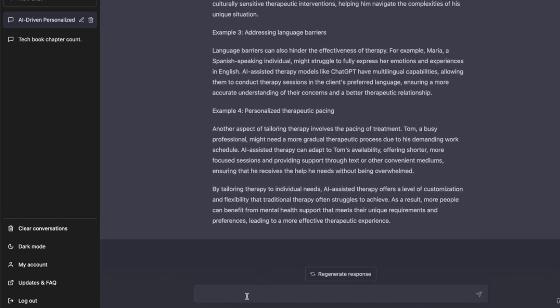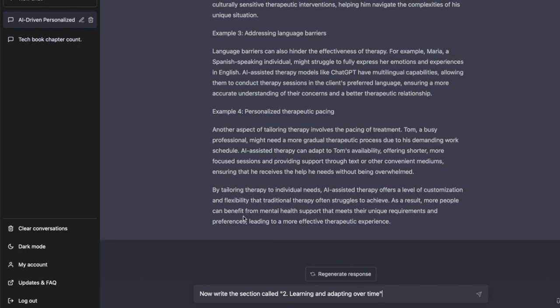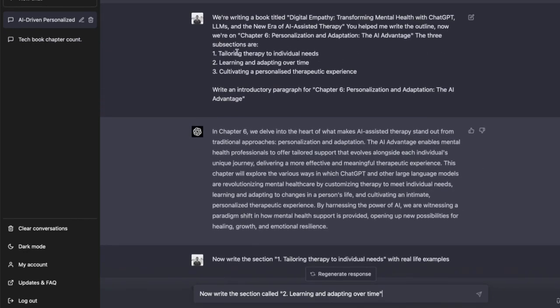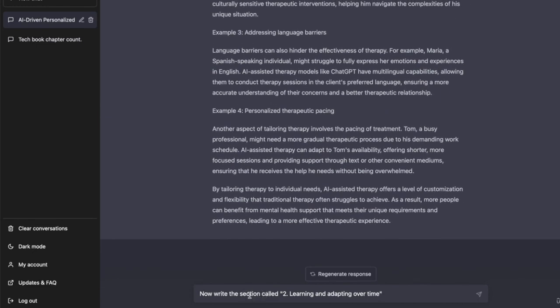So we're going to change the style here. Instead of telling it to write the 5 paragraphs for the subsection, I'll just say, now write the section called... Earlier I told it what chapter we're on, and then there are 3 sections, or subsections, as I called them. So let's stick something called 2, blah, blah, with some examples.